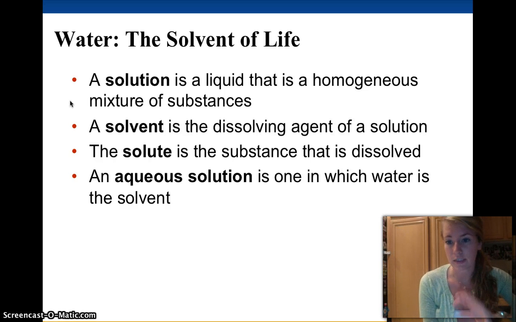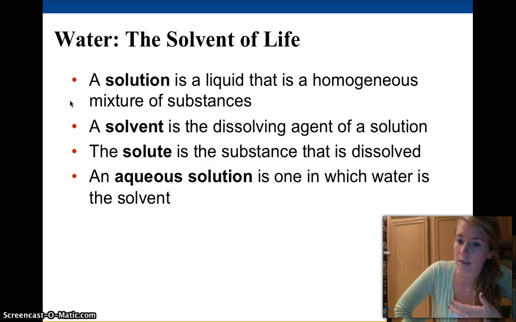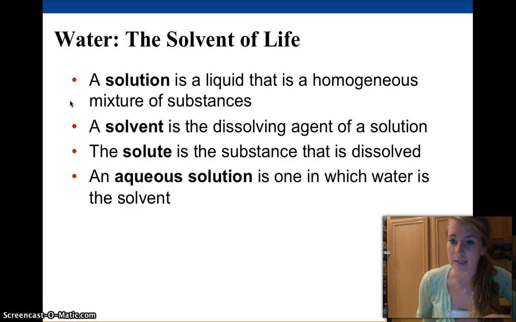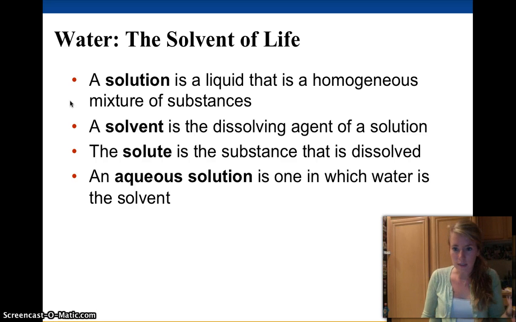Solvent is what does the dissolving. So say you're making chocolate milk, milk is the solvent. Then you will be dissolving the solute in the milk, in this case the chocolate. So whatever is being dissolved is the solute. And then an aqueous solution is one in which water is the solvent. So say, for example, I'm making lemonade, water is the solvent, lemonade powder is the solute, whereas in the chocolate milk example, not an aqueous solution because milk is the solvent, but lemonade is an aqueous solution.